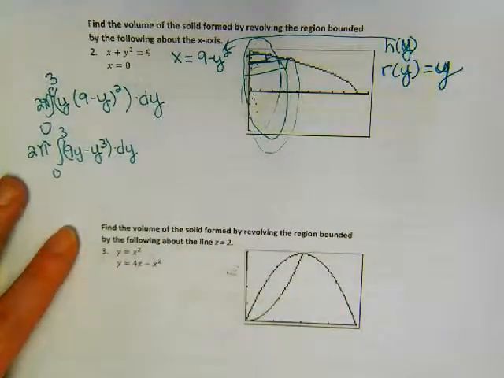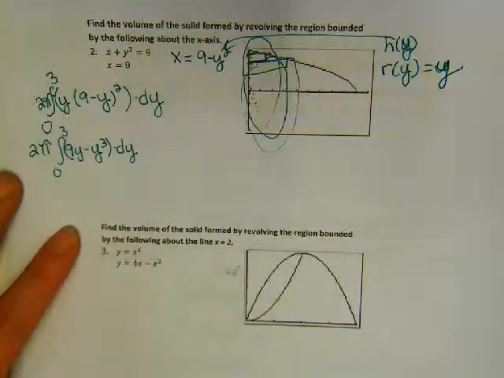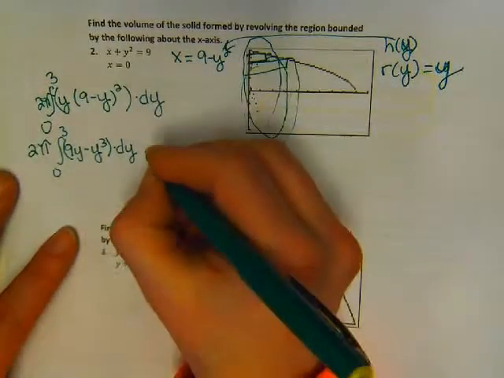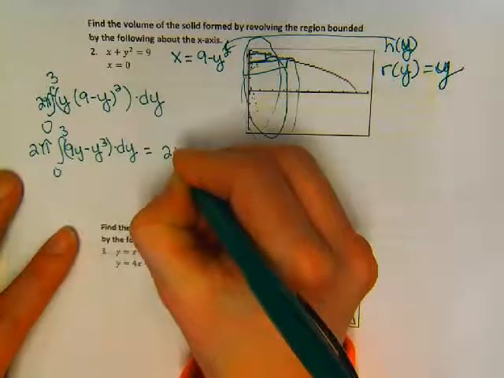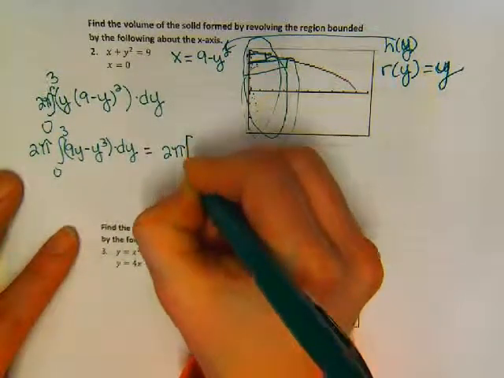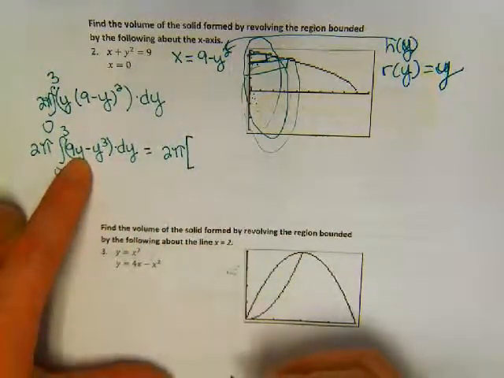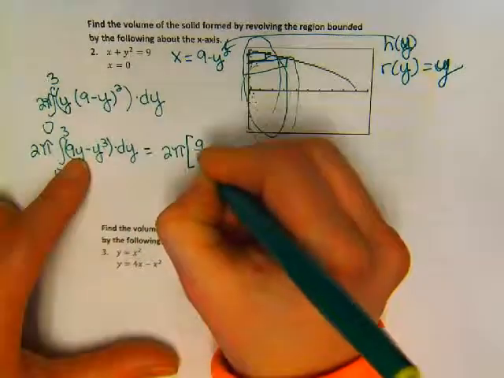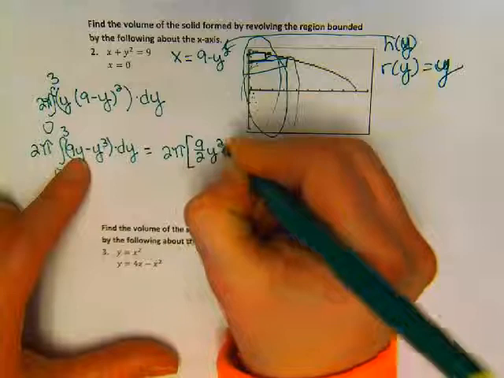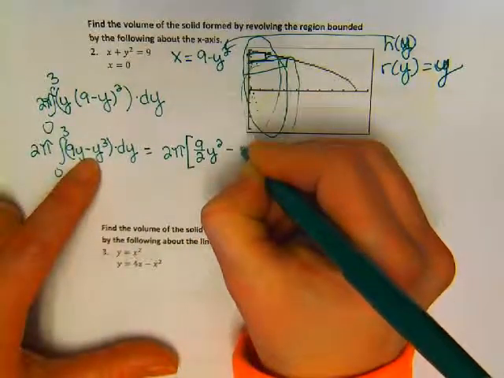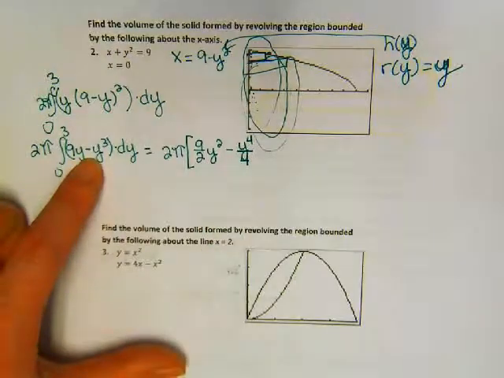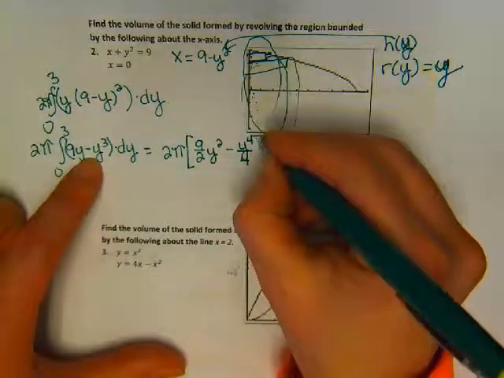So when I expand it, I get 9y minus y cubed dy. So let's see, that would be 9 halves y squared, right? And this would be minus 1/4, or y to the 4th over 4, and we're doing from 0.